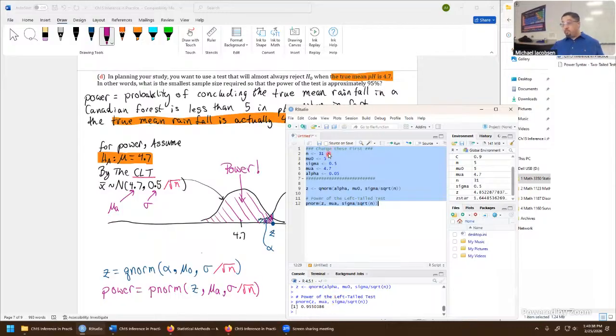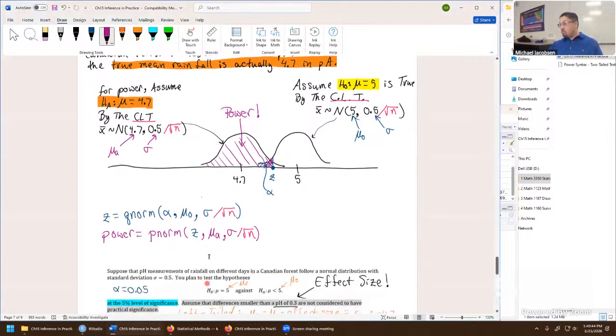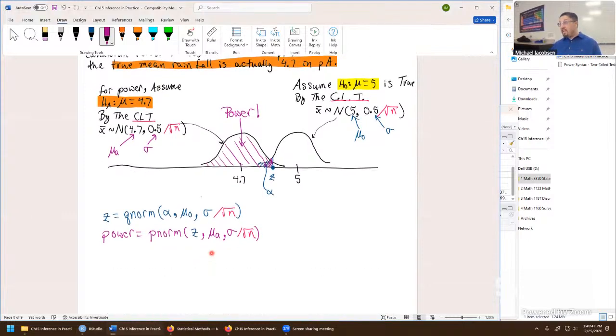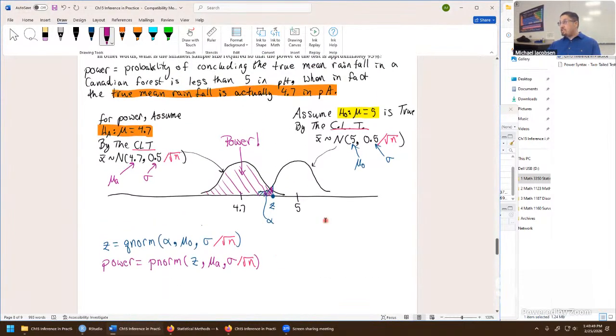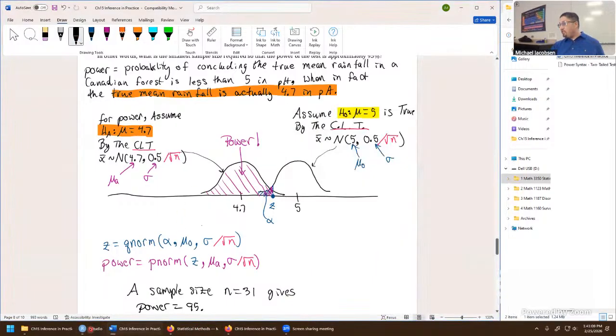A sample size of 31 gives the power at 95.5%. So we'll come down here. Everything was just to organize the problem, and we can say for a conclusion, a sample size n equals 31 gives power equal to 95 point, and I forgot the rest, let me double check, 95.5%.